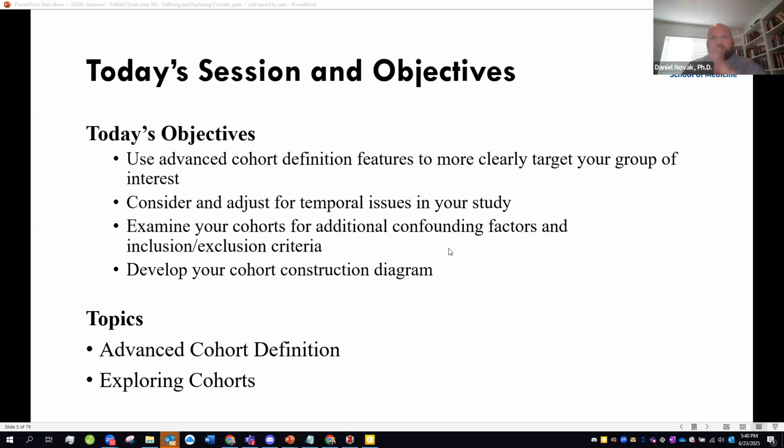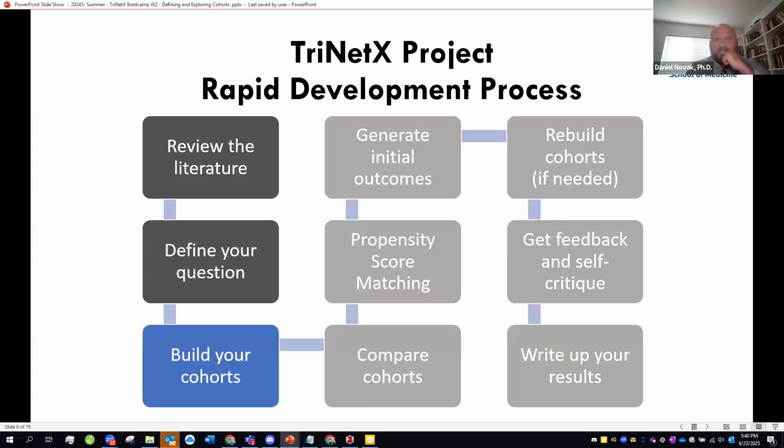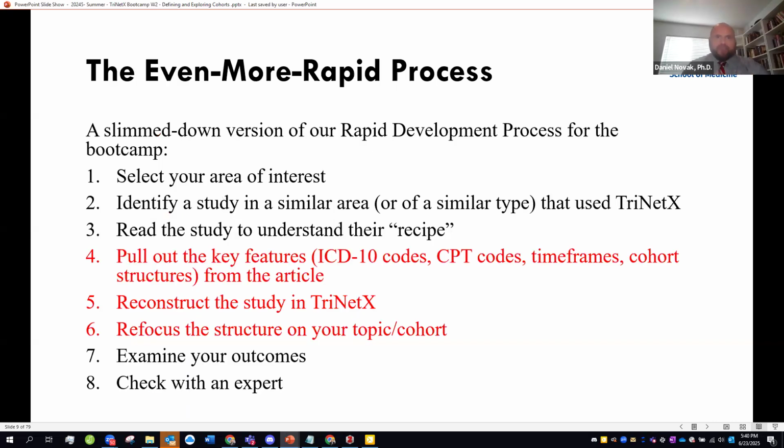So yeah, today, advanced cohort definition and exploring cohorts, which are part of our overall process of developing our foundation in our house, which is my clunky metaphor that we talked about last time, or the rapid development process. We're right about here in that blue square, building your cohorts.